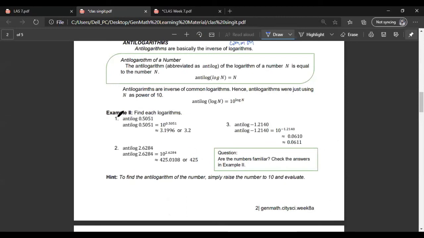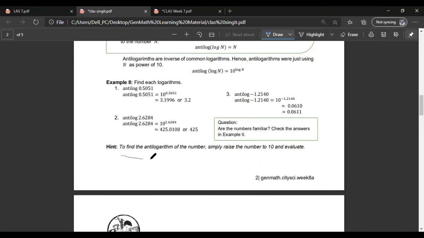O ito, may mga examples ako dito, class. Tatlo ito siya. Kung papansinin nyo kanina, itong mga numbers na to, di ko na diniscuss kasi nagbigay ako ng other examples. Kung i-check nyo sa inyong module, yung mga numbers na to is similar dun sa first example na binigay ko, kasi baliktaran lang si anti-logarithms and common logarithms. Hint: to find the anti-logarithm of the number, simply raise the number to 10 and evaluate. Yun lang siya.